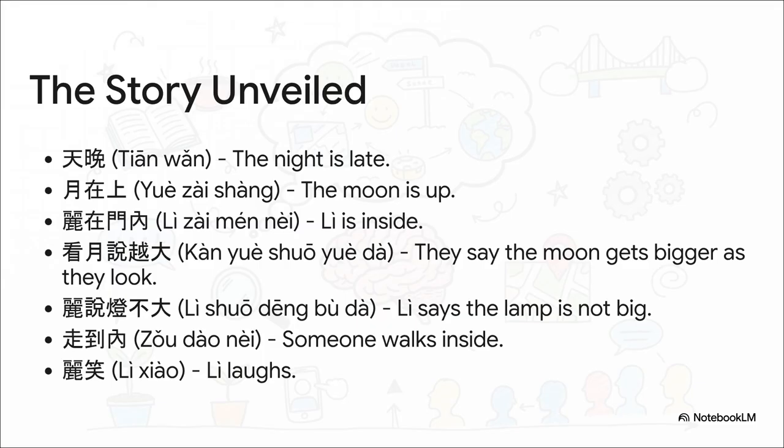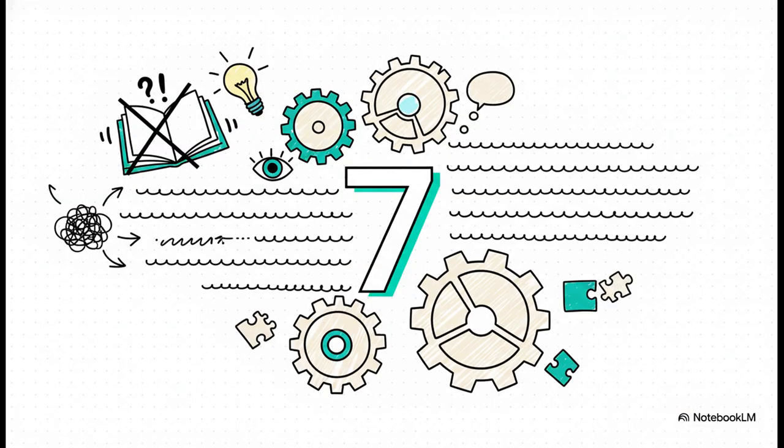Then Li says the lamp is not big. Someone walks inside. Li laughs. You just read that. You understood the whole thing. So in what, just a few minutes, we took a complete 7-line story from what felt like total nonsense to something that makes perfect sense. And we did it all without ever touching a dictionary.